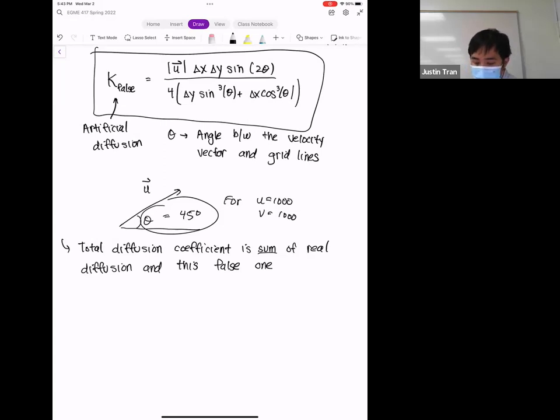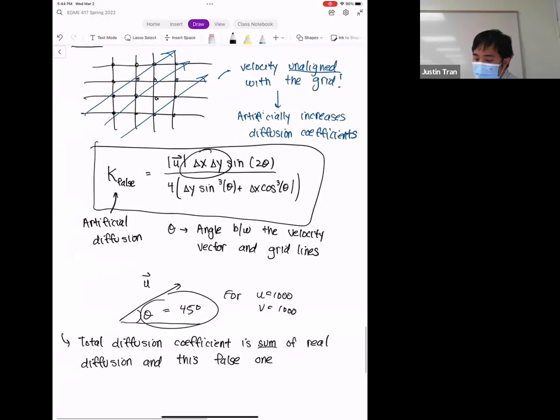Question is, how do you address it? The same way we solve every single problem in this class. We just refine the grid. I know it makes it sound easy, but really refining the grid makes a lot of problems go away. Of course, at the cost of making your simulation more expensive. And since you have a delta x, delta y in the numerator, you can mitigate the effects of artificial diffusion by simply refining your grid. Any questions on this?